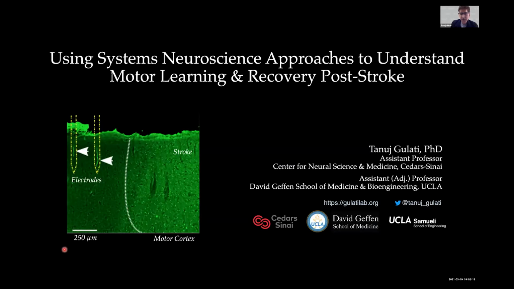I'm going to be talking about these systems neuroscience approaches to understand motor learning and recovery post-stroke. In my lab, we are essentially a translational neuroengineering lab, and we are looking at ways in which we can remedy the disability, or at least somehow improve disability, in stroke patients.